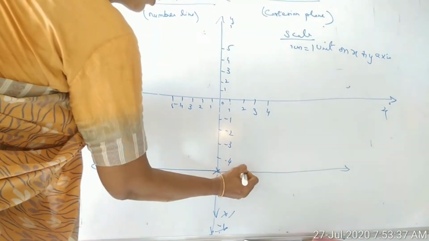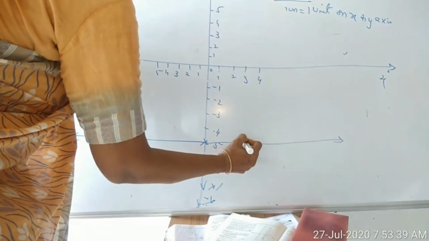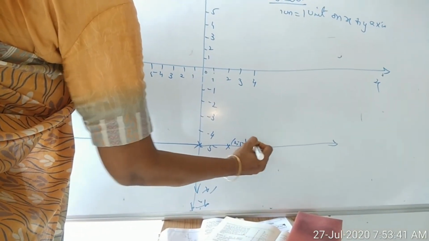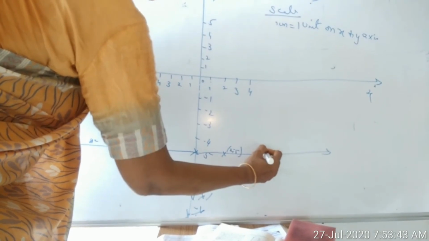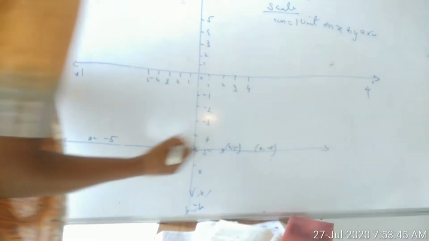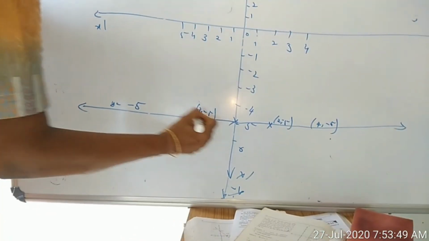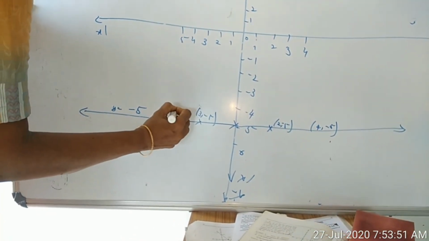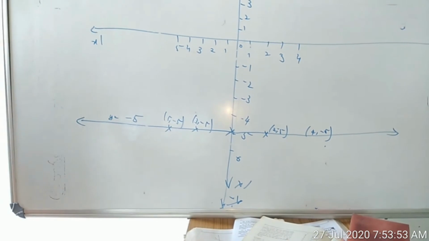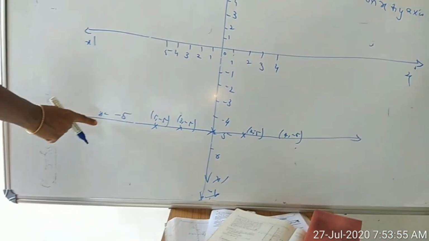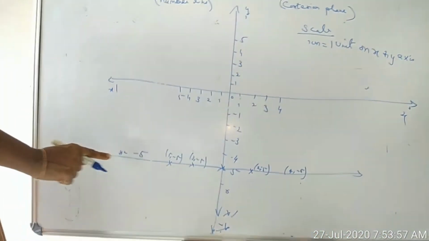You can plot some points, children. 2, minus 5. The y value is standard, girls. 4, minus 5. 3, minus 5. 5, minus 5. If it is an equation in y, it is a line parallel to the x-axis.